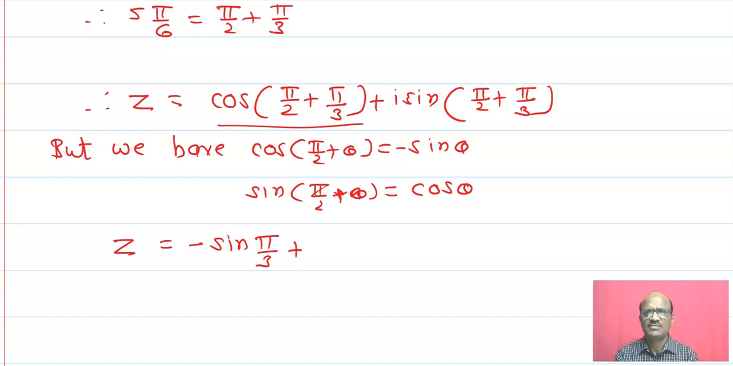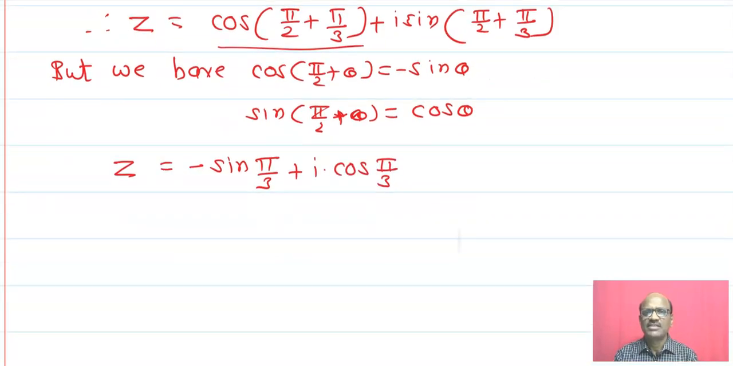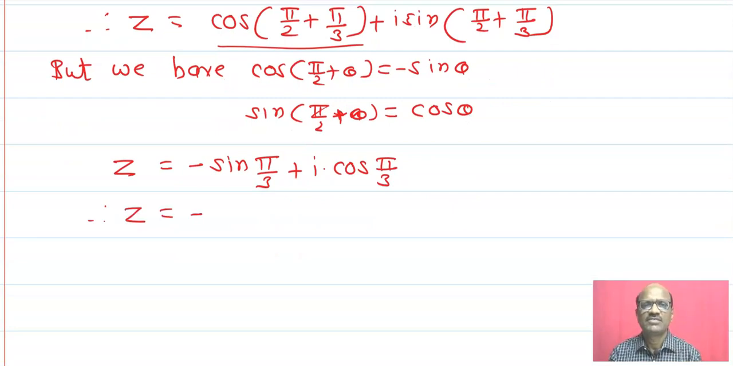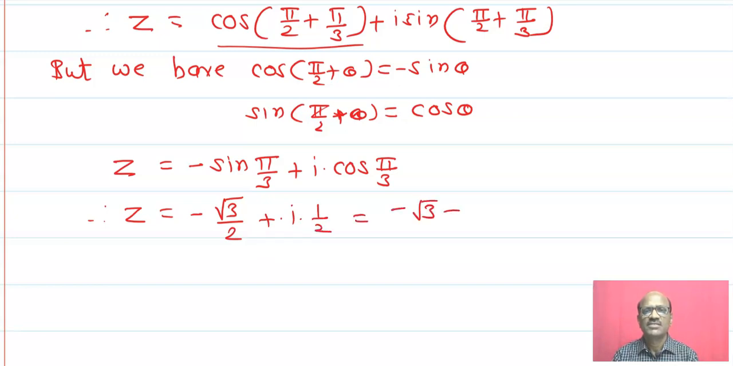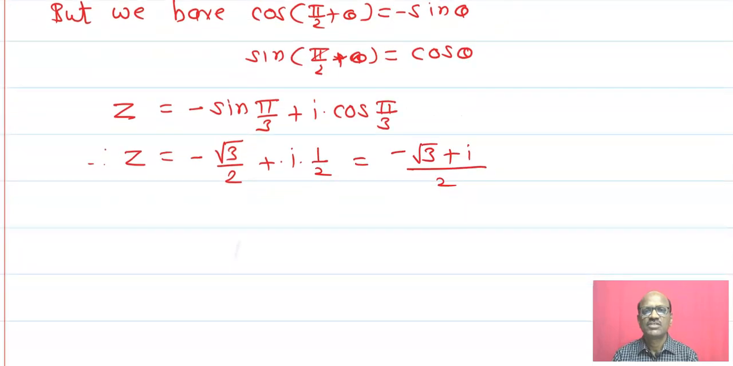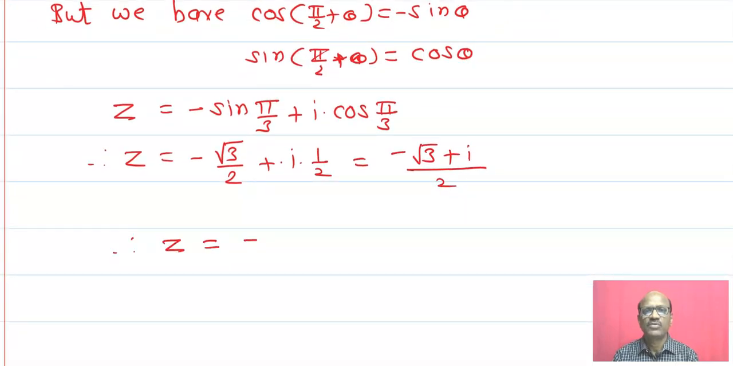Now see this. There is minus sin of pi by 3 plus i times sin of pi by 3, and substitute the value of pi by 3. What is pi by 3? That is, it is root 3 upon 2 plus i times 1 upon 2. That is minus root 3 plus i upon 2.